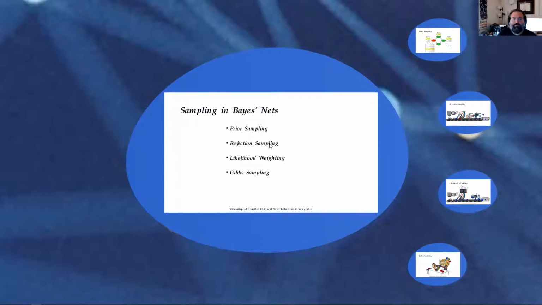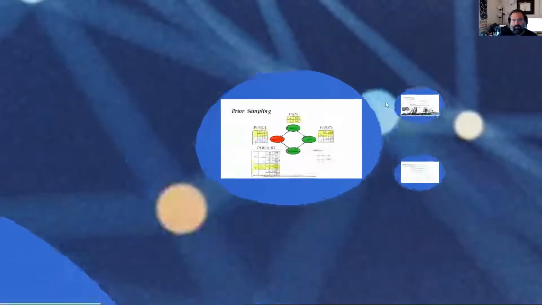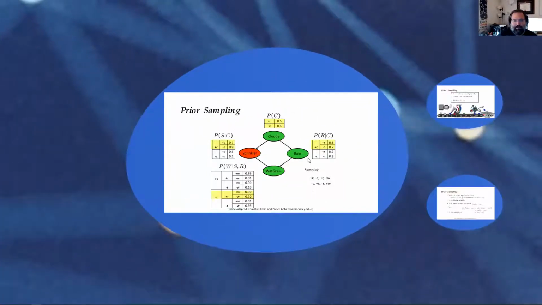There are basically four types of sampling that we're going to be doing inside of Bayesian nets. Prior sampling, rejection sampling, likelihood weighting, and Gibbs sampling. We're going to just briefly touch on these things, as we are most of the material in this course, because we could spend all semester talking about basically one of these topics.